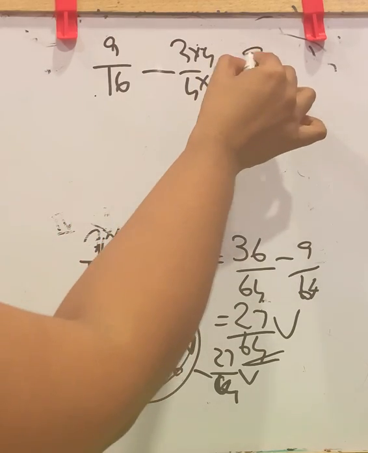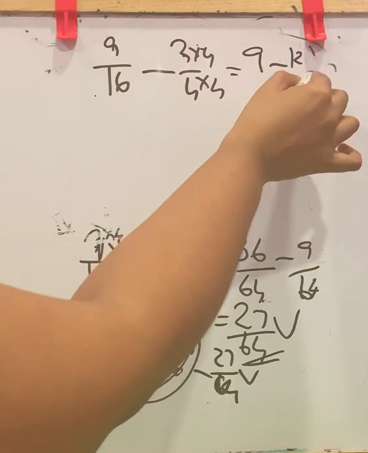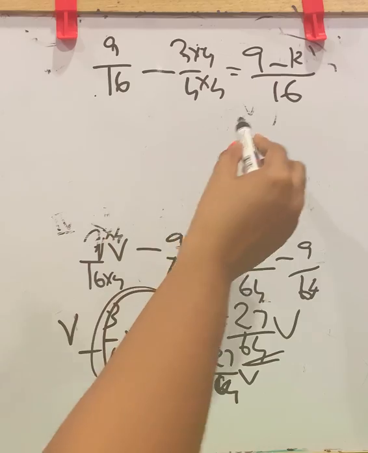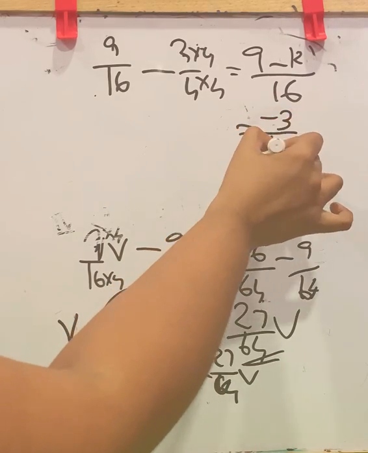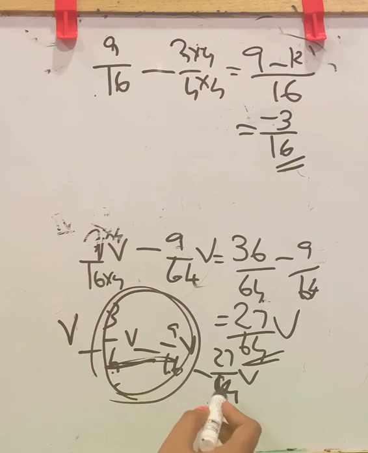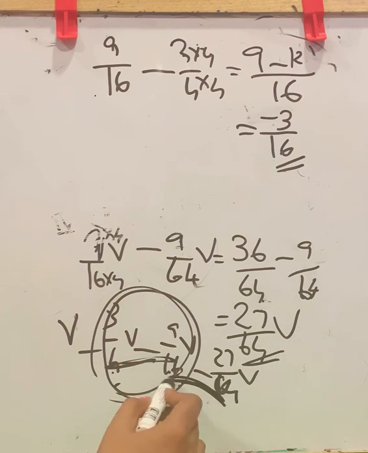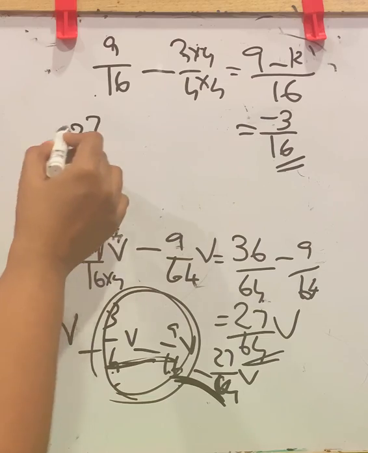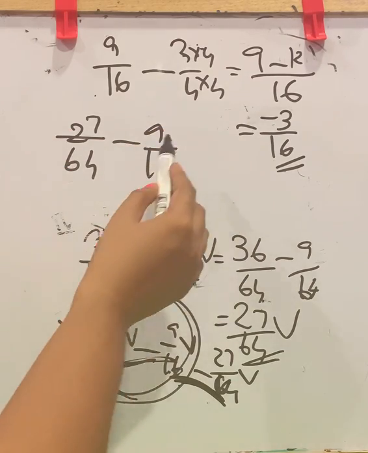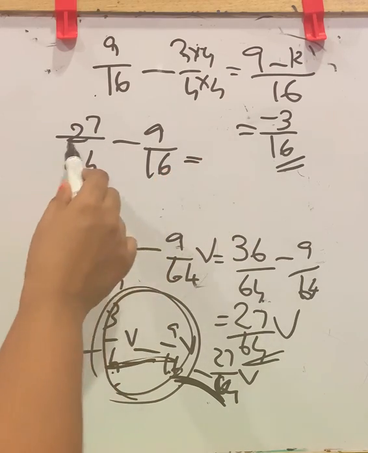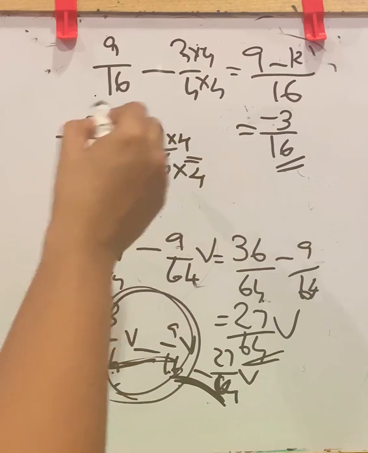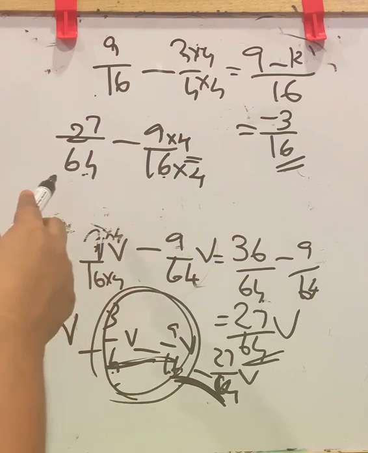So, this becomes 9 minus 3 fours are 12 by 16. Here, the denominator is common. 9 minus 12 is minus 3 by 16. This is the difference here. Now, let us check whether the difference is the same here too. It is 27 by 64 minus 9 by 16. Here, 64 and 16, you have to make it the same denominator. 16 into 4 is 64.